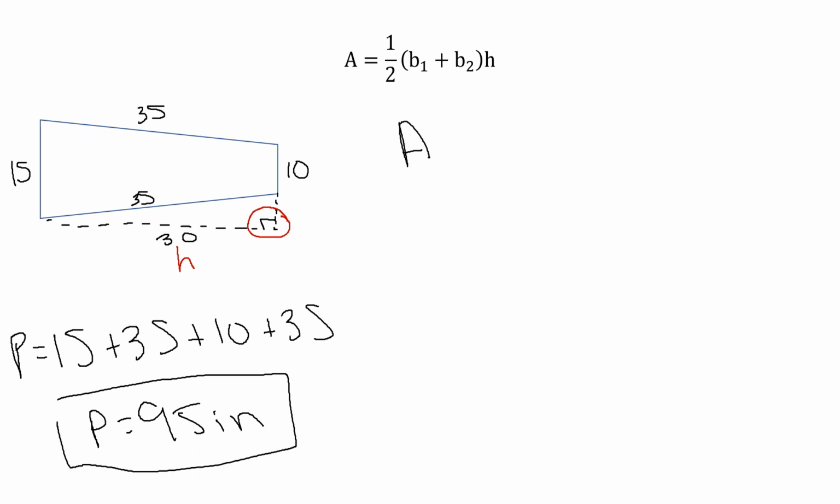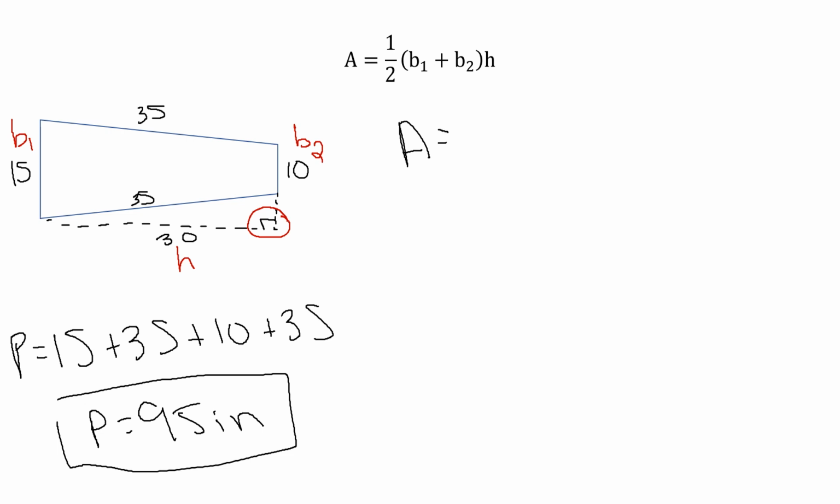First of all, we've already found our height because it's at the right angle. Bases, it doesn't matter which is which, but they do have to be the parallel sides. So pay attention because 35 are not my bases. Those are my non-parallel sides. Your bases have to be at the parallels, okay?